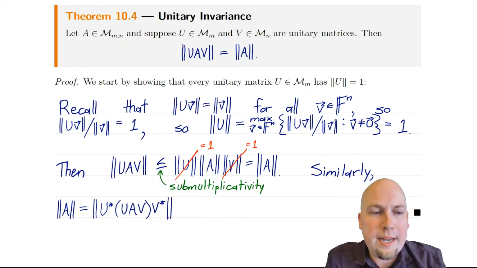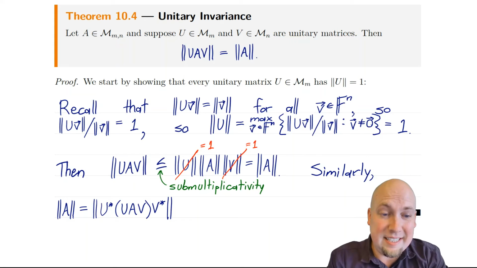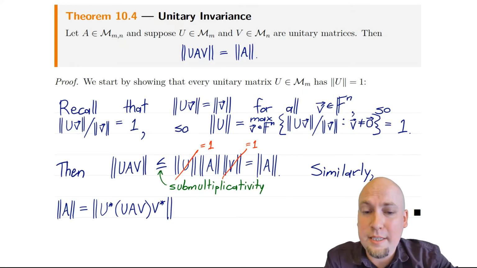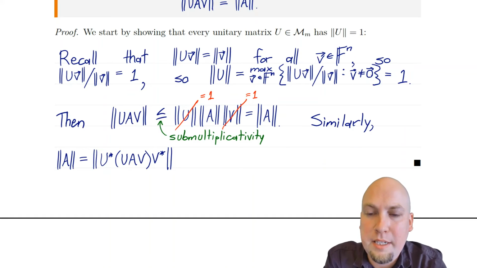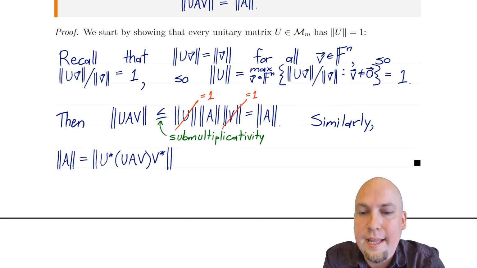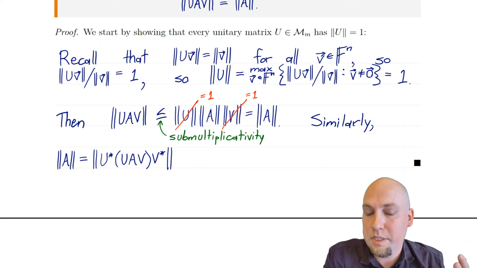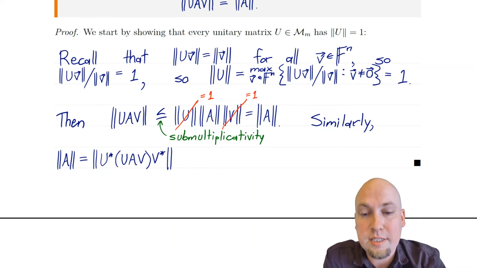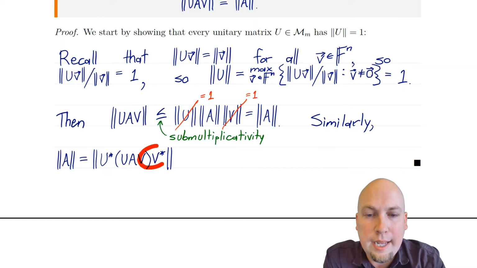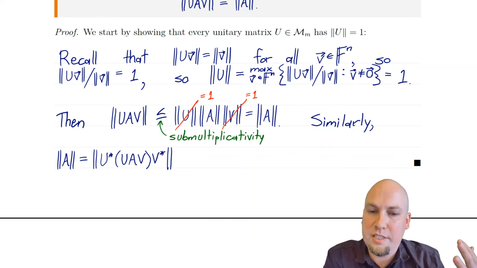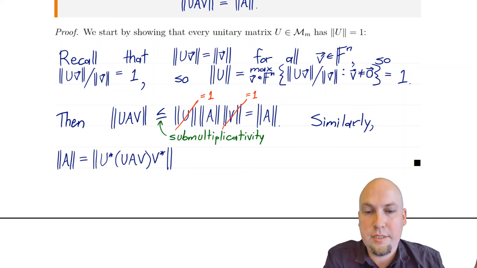Okay, and the way to do that is basically exactly the same trick that I just did here, just be a little clever about it. Write A itself in a different way. And what I'm going to do is notice that, hey, A, if I multiply it on the left by U star U, it doesn't change it, right? Because U is unitary, so U star U is the identity matrix. And similarly, if I multiply it on the right by VV star, again, it doesn't change because V is unitary, so VV star is the identity matrix.